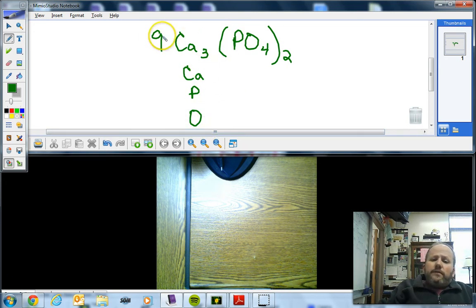If I don't have parentheses, you have two numbers to multiply. 9 times 3, 27. If you do have parentheses around your element, then you have three numbers to multiply. Don't forget there's a 1 behind that P. So 9 times 1 times the number outside the parentheses, 2. 9 times 1 times 2 is 18.